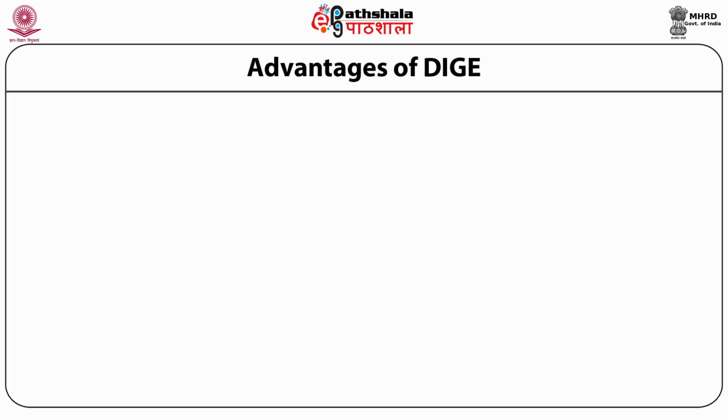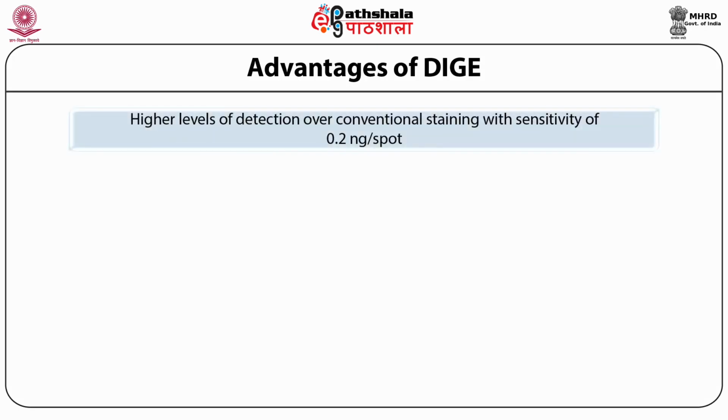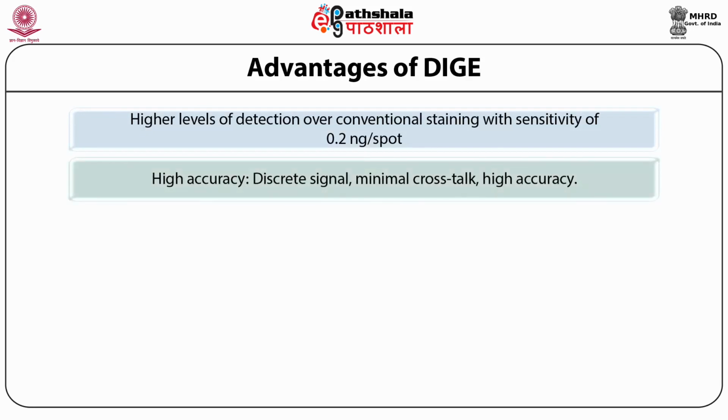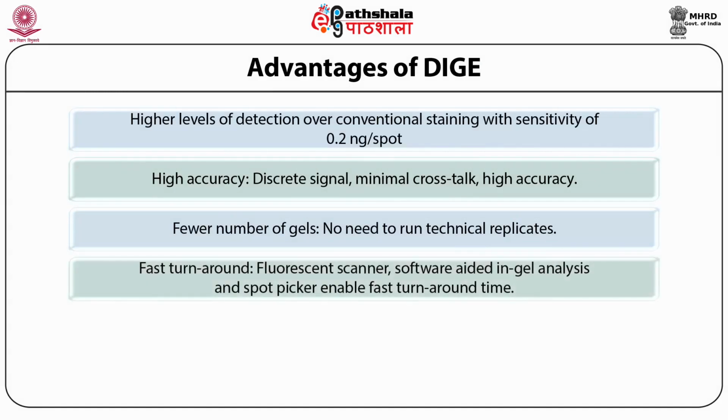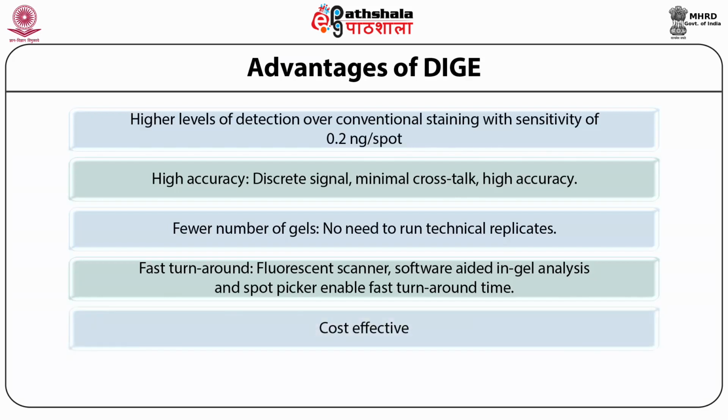We now try to understand the advantages of the DIGE technique. Higher levels of detection are possible compared with conventional staining, with a sensitivity in the range of nanogram per spot. There is higher accuracy with discrete signals and minimal crosstalk. Fewer gels are required. There is a faster turnaround with the availability of sophisticated scanners, software, spot pickers, and sophisticated mass spec instruments. It is reasonably cost effective considering the amount of data that can be generated.